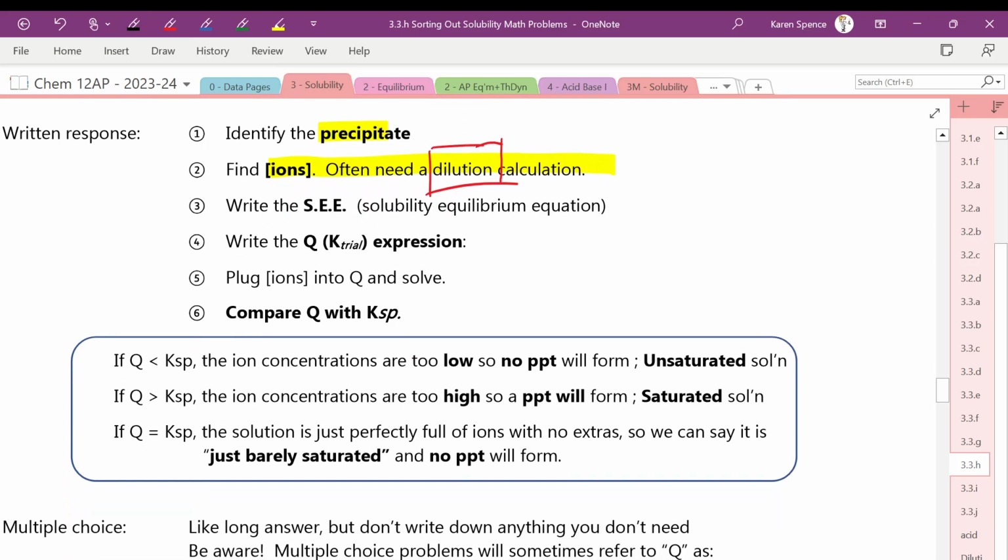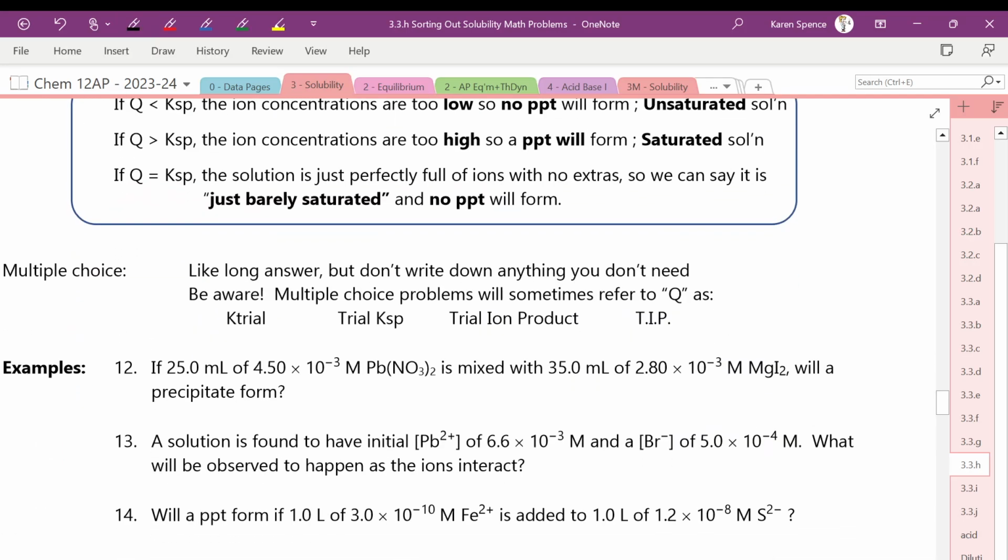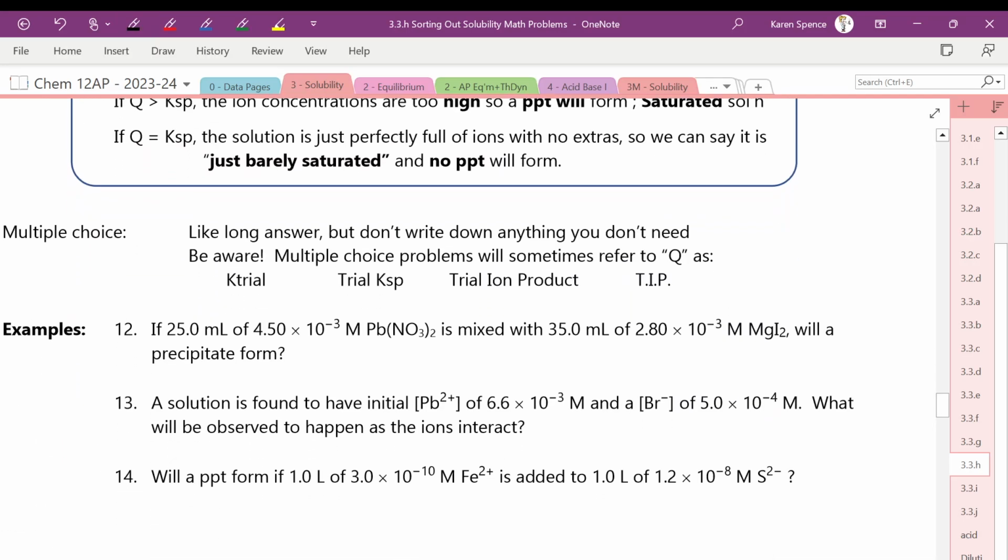You're going to write the solubility equilibrium equation, write the Q or the K trial. Actually, someone called it QSP. I kind of like that QSP. Yeah, that was cute. All right, and then you compare your Q to your KSP. If this is mixed with that, will a precipitate form?